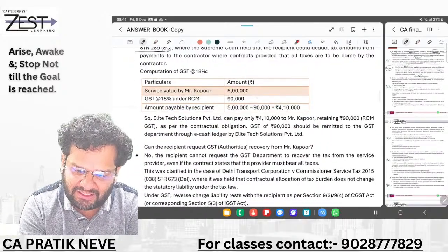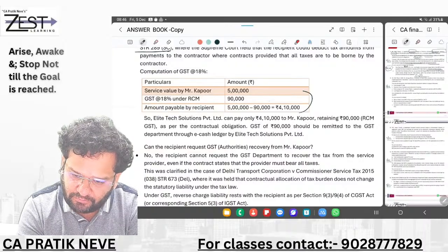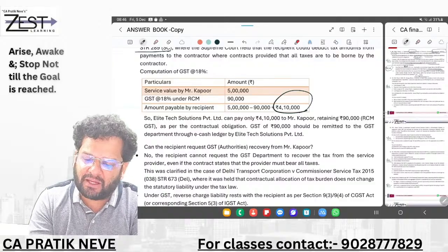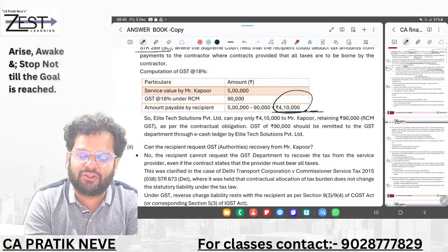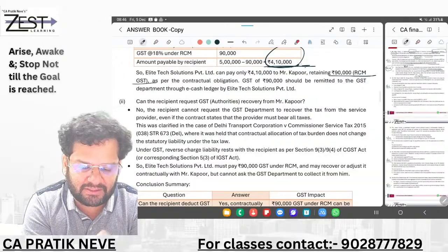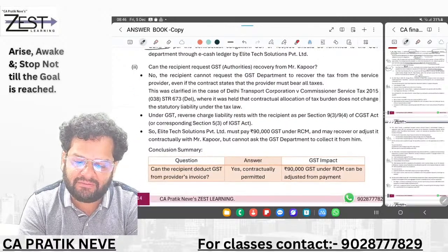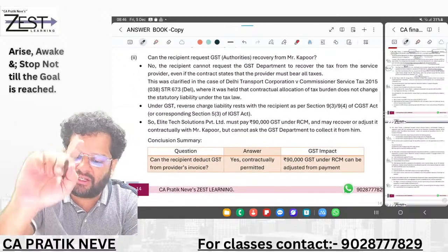So on 5 lakh, GST is calculated at 90,000. So the recipient of supply will pay the supplier only 4 lakh 10,000. It will keep that 90,000 rupees and pay it to the government on RCM basis. Clear? Then can the recipient request GST authorities to recover from Mr. Kapoor?